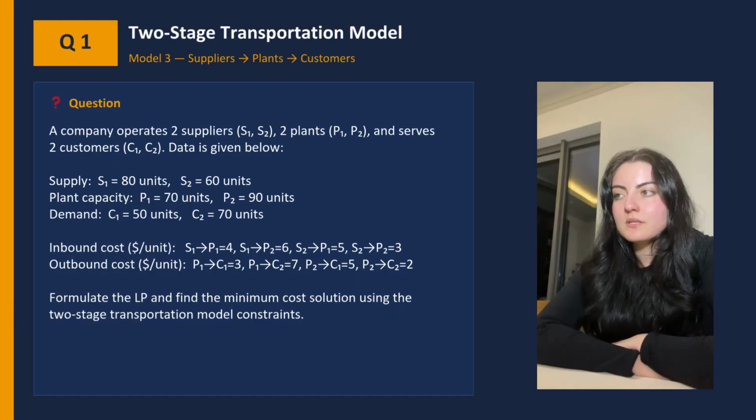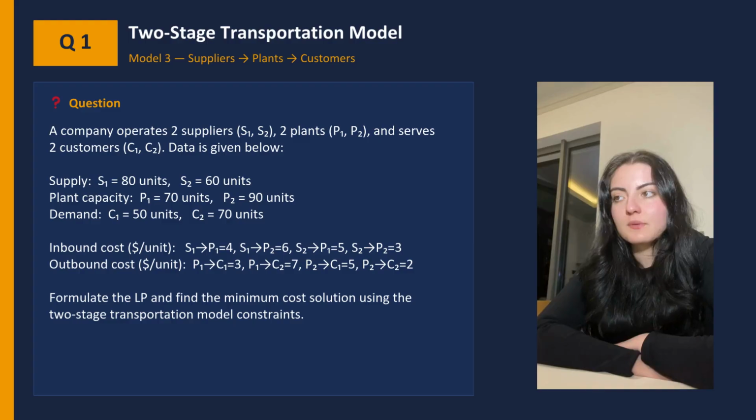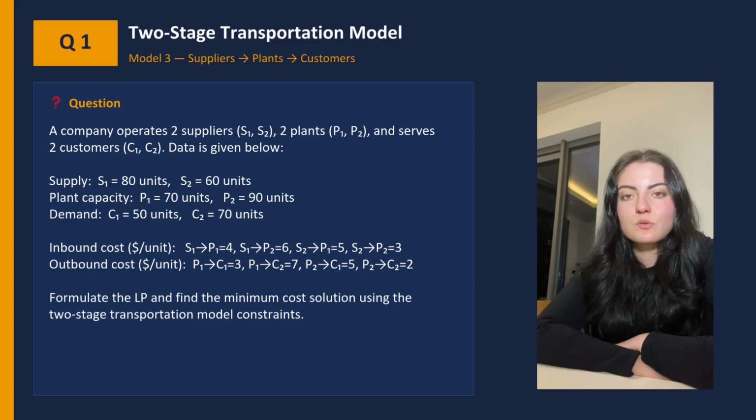A company operates two suppliers, two plants, and two customers, so the movement of goods happens in two steps. First, products are shipped from suppliers to plants, and then they are shipped from plants to customers. We are given the available supply at each supplier, the capacity of each plant, the demand of each customer, and also the inbound and outbound costs per unit. The goal is to formulate the linear programming model and then find the minimum cost solution.